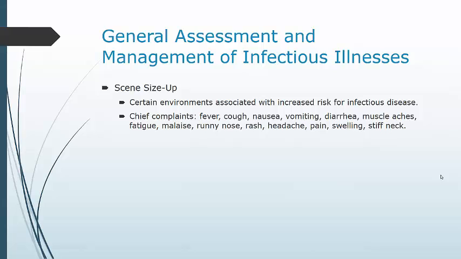For hepatitis: upper right quadrant tenderness, jaundice, dark urine, clay-colored stools, anorexia. Those all fit with hepatitis, acute and chronic. Meningitis has stiff neck and photophobia, and maybe purpura. So it's really important to have a good understanding of the different diseases and their more common presentations so that you can be prepared and utilize the appropriate PPE for your situation.